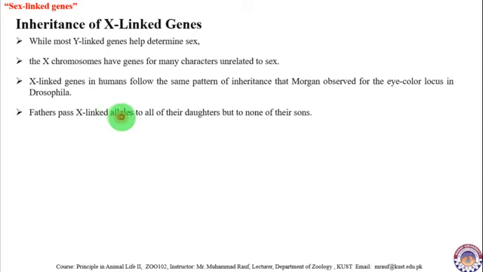Fathers pass X-linked alleles to all of their daughters, but to none of their sons. A male's sex chromosome complement is XY, so the father will always donate the Y chromosome to the sons, and the father will never donate the X chromosome to sons, whereas the father will always donate its X chromosome to daughters.